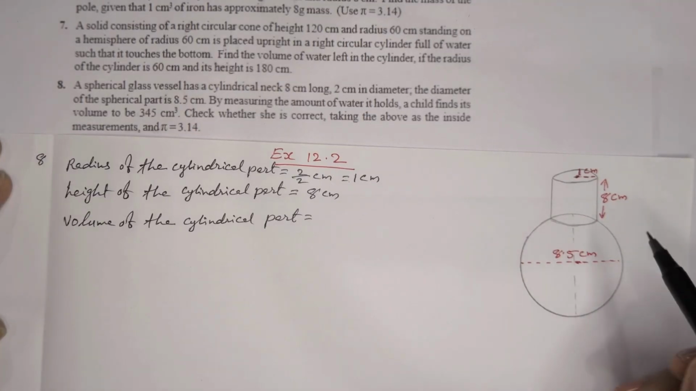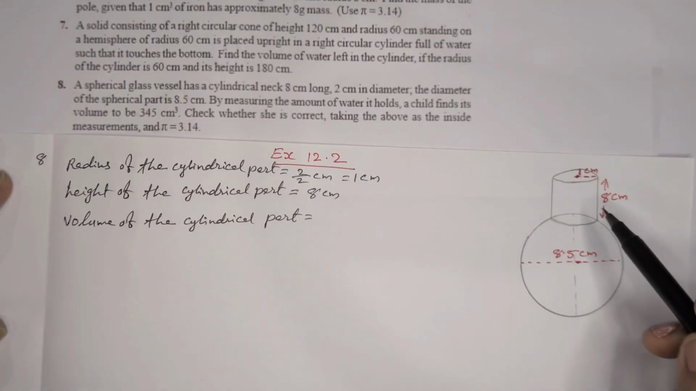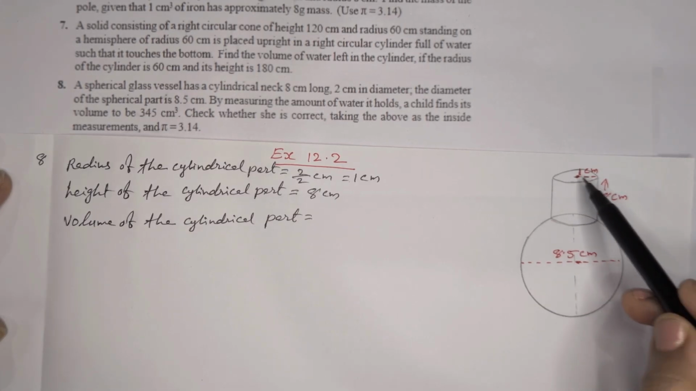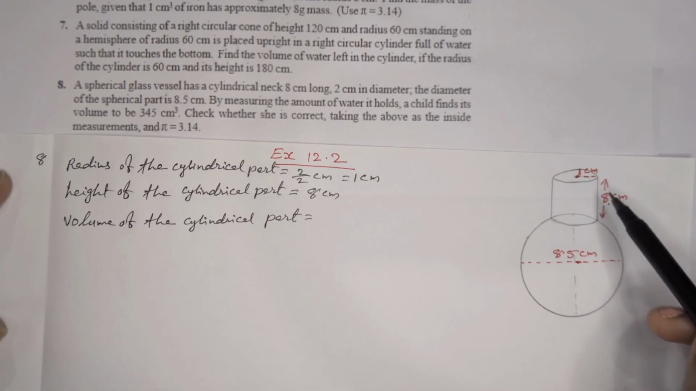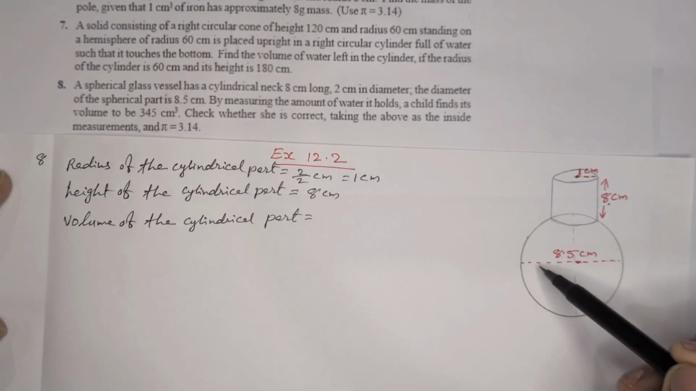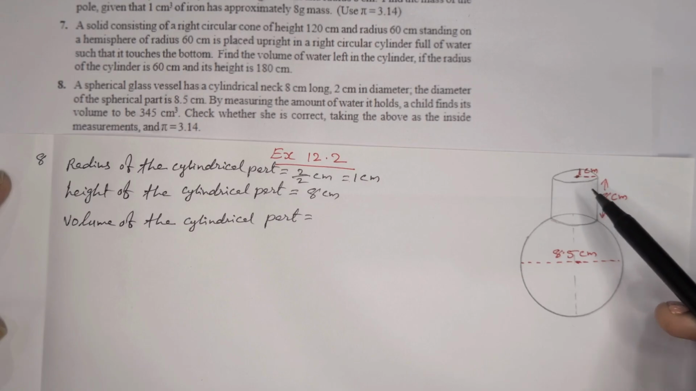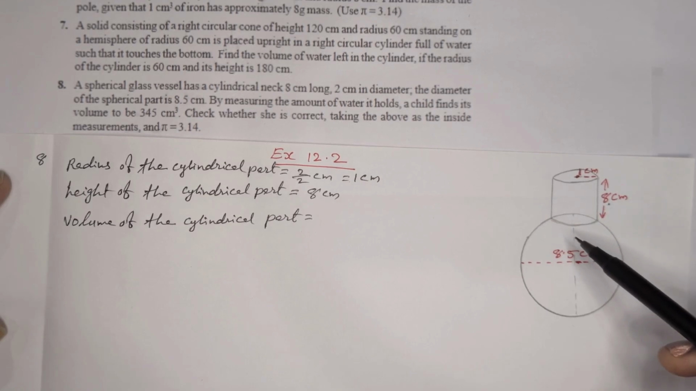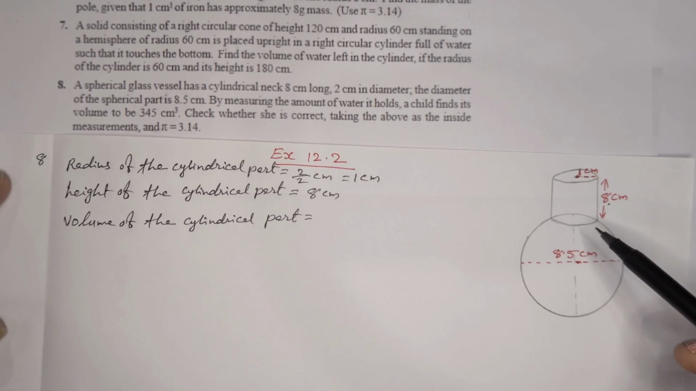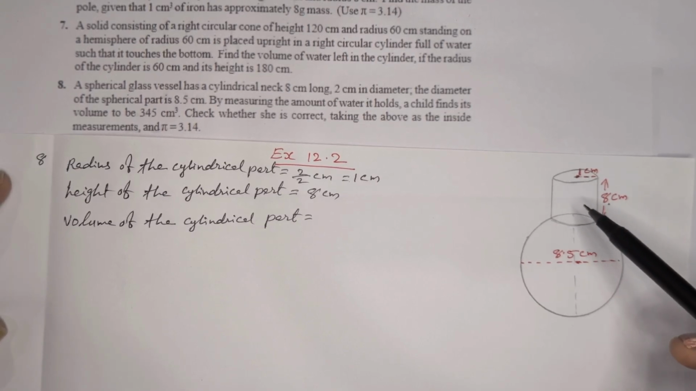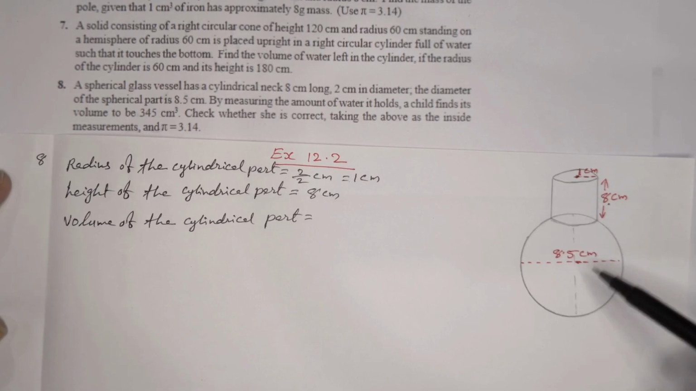Question number 8. A spherical glass vessel has a cylindrical neck 8 cm long and 2 cm diameter. That means radius is 1 cm. The diameter of the spherical part is 8.5 cm. By measuring the amount of water it holds, a child finds its volume to be 345 cm cube. Check whether she is correct, taking the above as inside measurements, and pi is equal to 3.14.